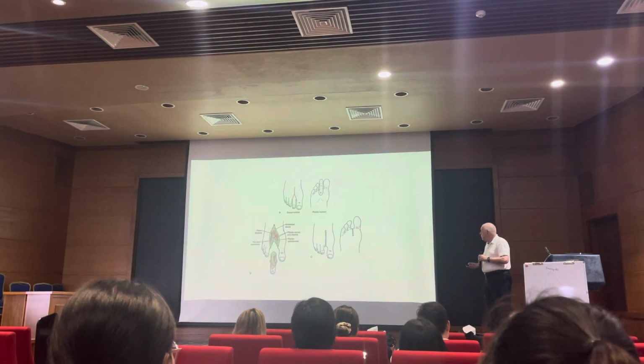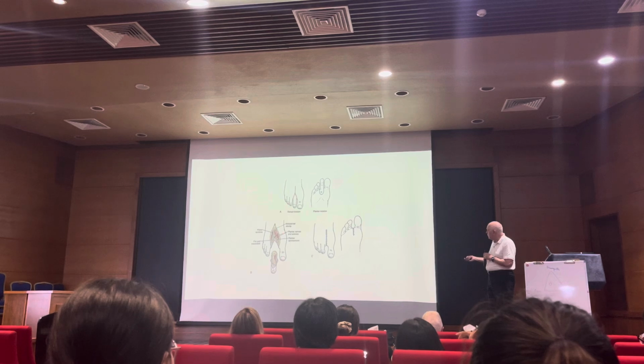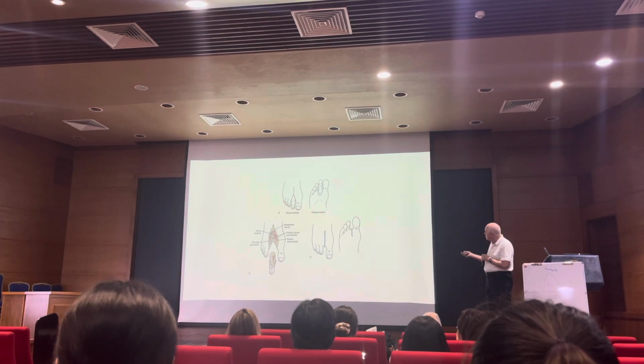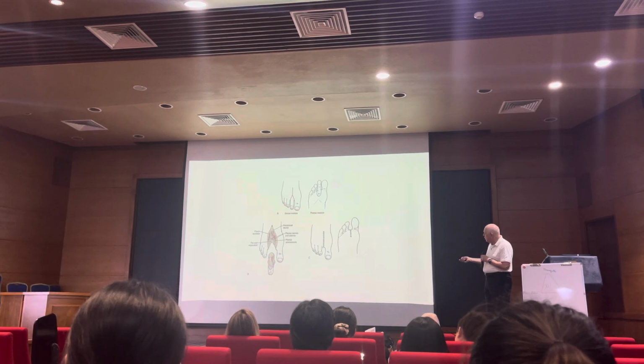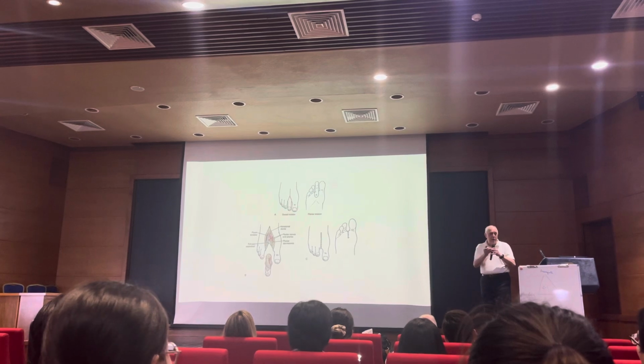So when we do, and again, this is the technique for the ray amputation. This is on the second toe. Again, very similar. We make cuts on the side and on the top like this, and then we remove the toe, the metatarsal head, and then we close it up like this. Comes together very nicely.